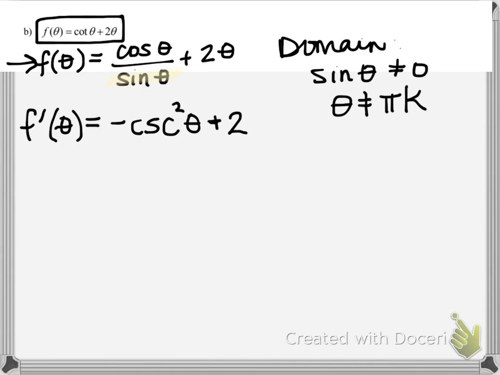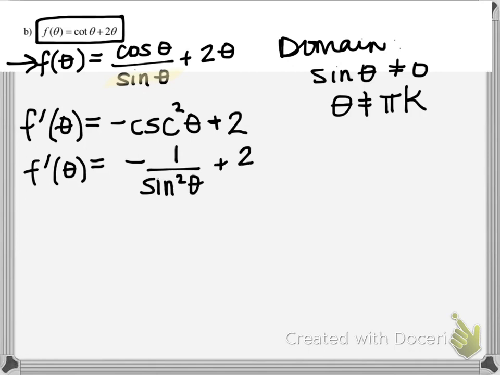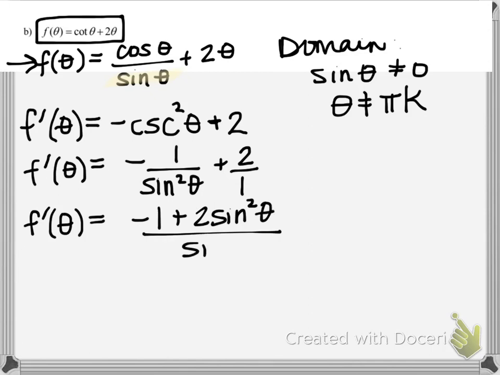Now you can leave it in this form, or if you're like me and you want to move towards a fraction, I would rather have everything written with sines and cosines. So I'm going to rewrite this as negative 1 over sine squared theta plus 2. In fact, I think I'll even go one step further and think about this as 2 over 1 and get a common denominator. So I can write this as one big fraction, which would be negative 1 plus 2 sine squared theta, all divided by sine squared theta.